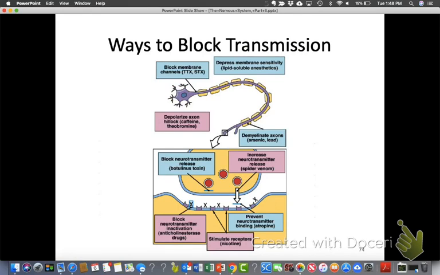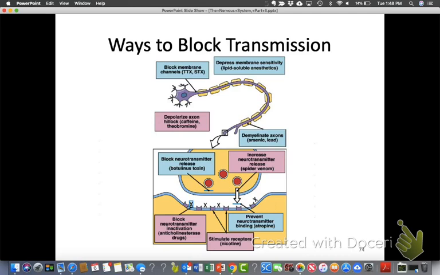At the very top, if we block the membrane channels at the axon hillock, then we don't get a nerve impulse at all. No nerve impulse. If that's a motor neuron, you're going to have paralysis. If it's your respiratory muscles, you're going to die. TTX is tetrodotoxin. That's the toxin associated with pufferfish, and people eat pufferfish as sushi. So there's always kind of a risk of TTX, tetrodotoxin.